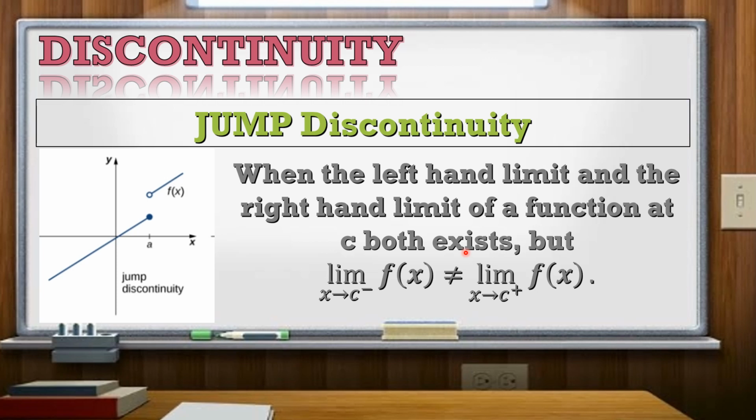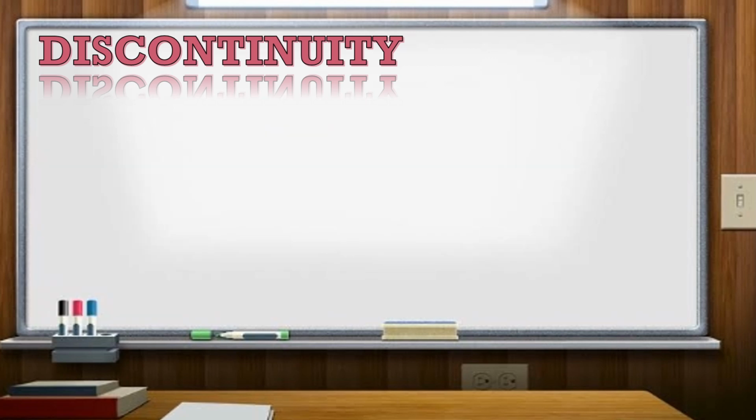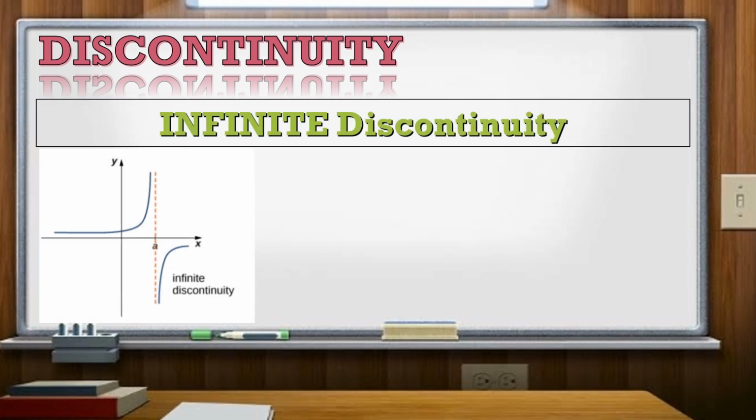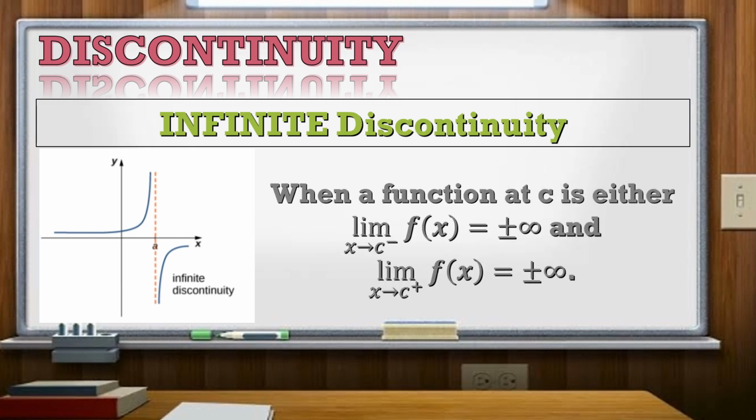What if the answer is negative infinity or positive infinity? That is the type of discontinuity which is your infinite discontinuity. We can only say that the function has an infinite discontinuity if the limit from your left hand is either positive or negative infinity, and the right-hand limit is also either positive or negative infinity. So those are our clues.